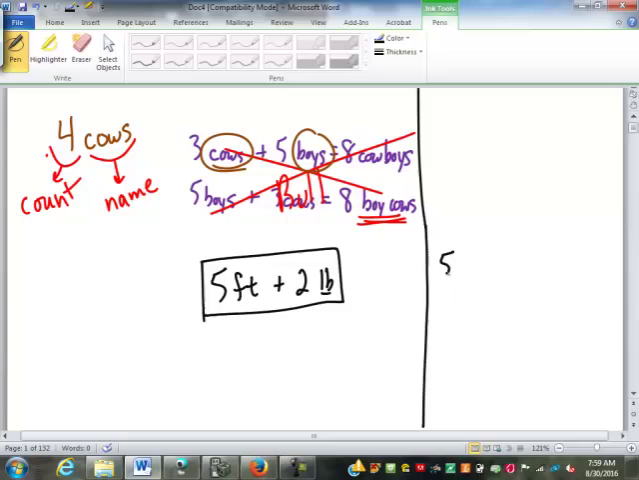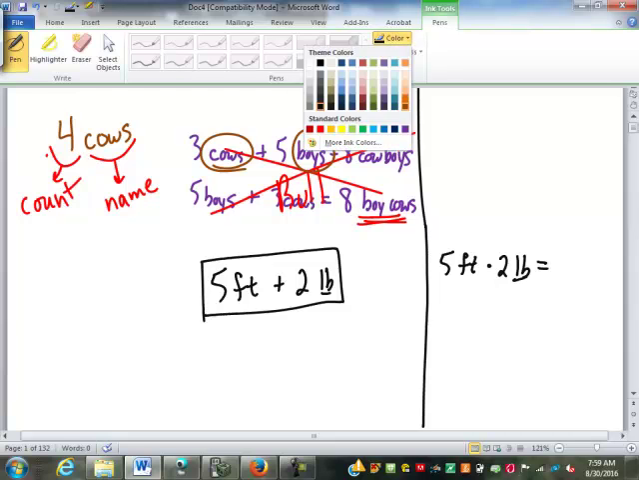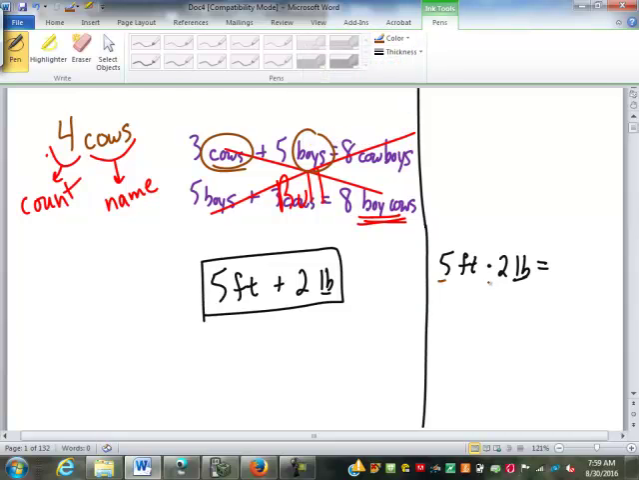However, with multiplication, if I had 5 feet times 2 pounds, when I multiply, I'm going to combine the counts. 5 times 2 is 10. But I also combine the names. Feet times pounds is just foot-pounds, which is a unit of torque. Or if you're in construction, that's a unit of bending moment in a beam. When I multiply, because I'm going to combine the names, I don't have to start out with the same name.